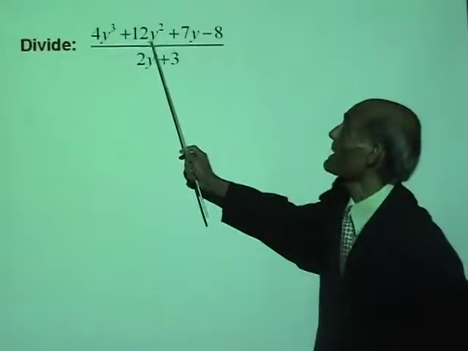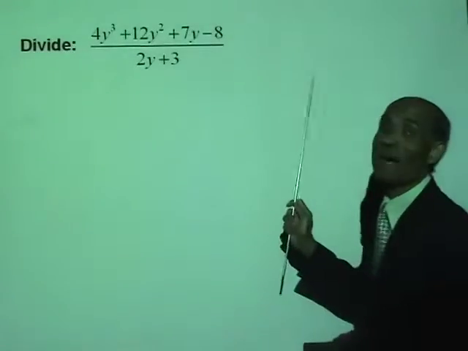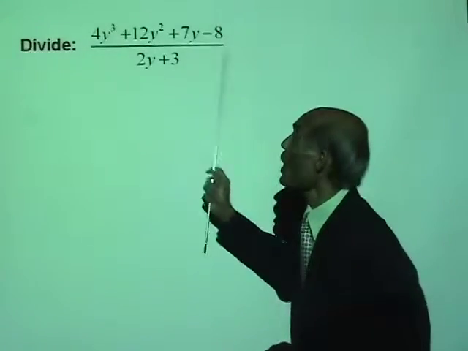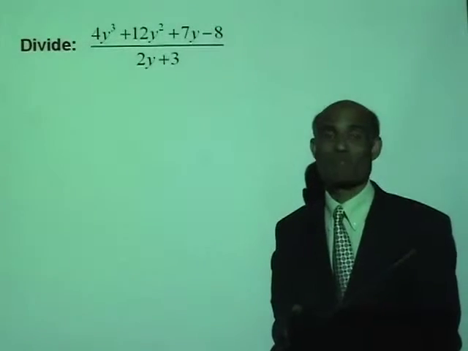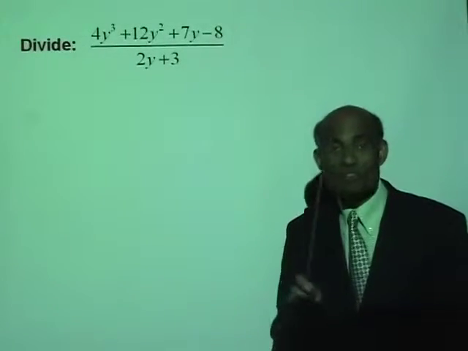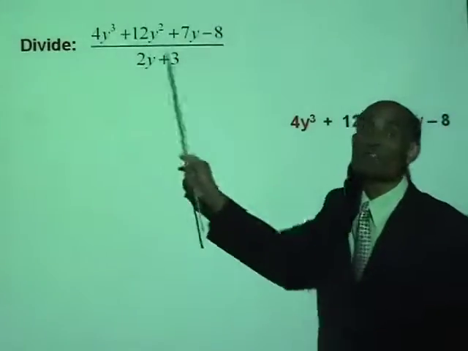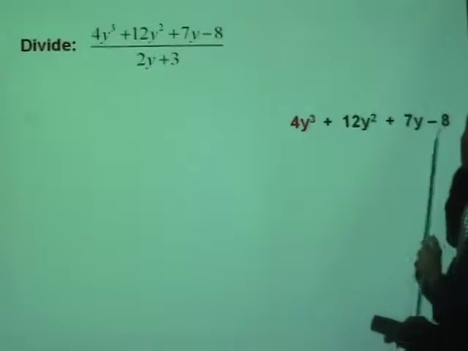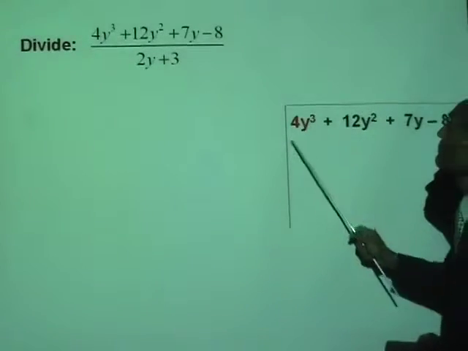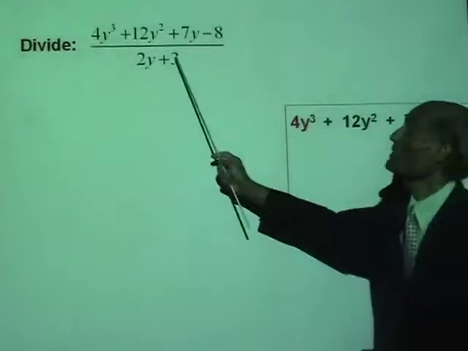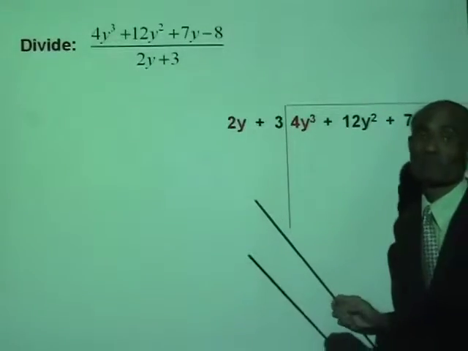4y cubed plus 12y squared plus 7y minus 8 all over 2y plus 3. Alright? We practice it the normal way. First, write the numerator, the dividend, in a line like this. Put a horizontal line and a vertical line. And write down the divisor 2y plus 3.